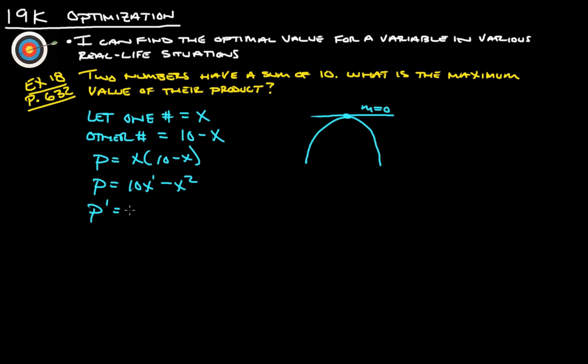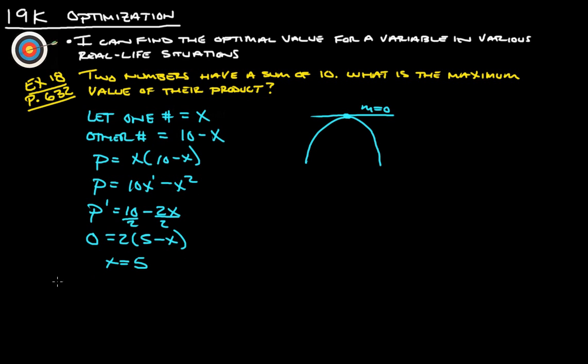So that is 10, and then that goes away. 2 times negative x is negative 2x. So we just get 10 minus 2x. And again, we know that the tangent slope has to be 0. So 0 equals, we can factor a 2 out of both of these, and we're left with 5 minus x. The only way to make this equal to 0 is if x equals 5. So we know that the one number is 5.